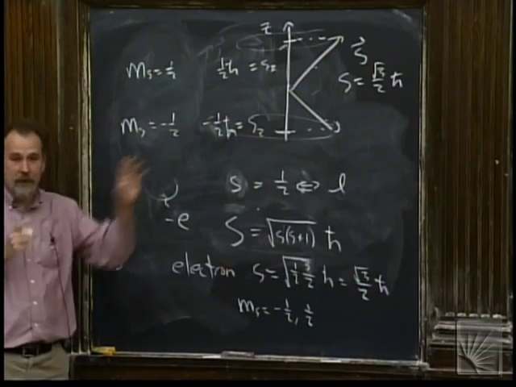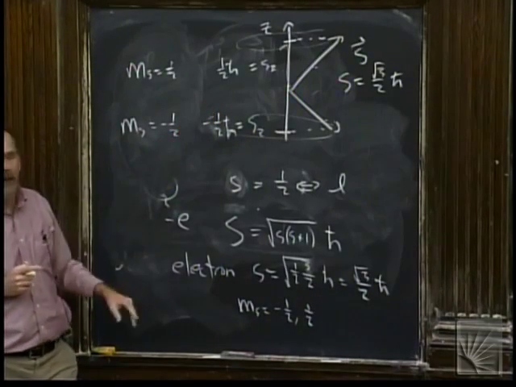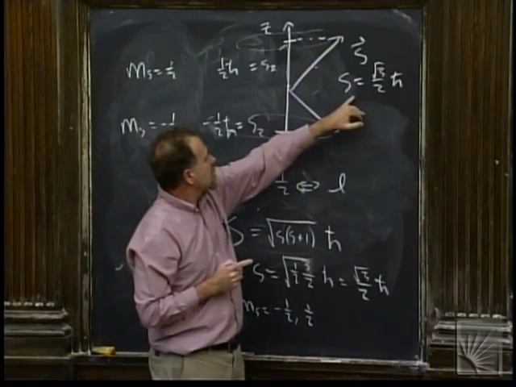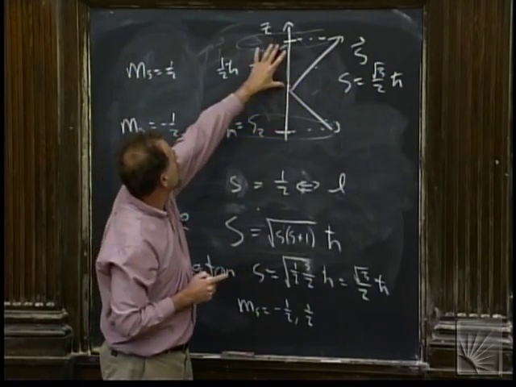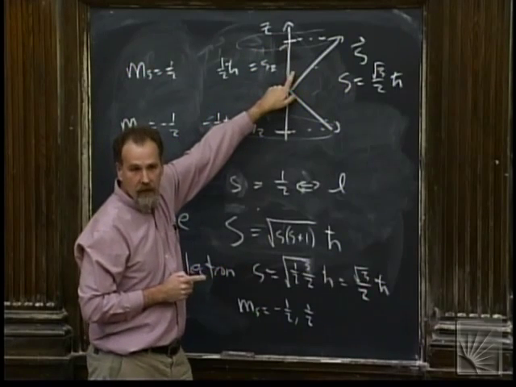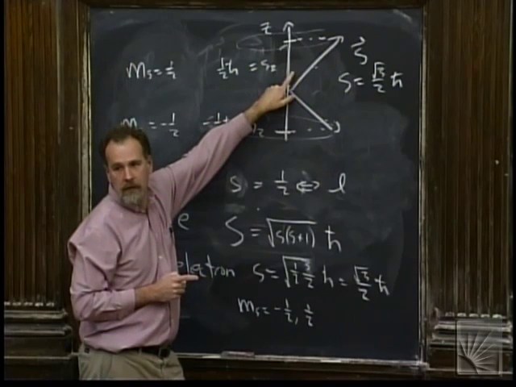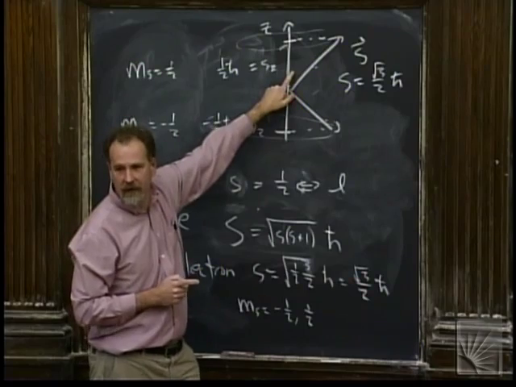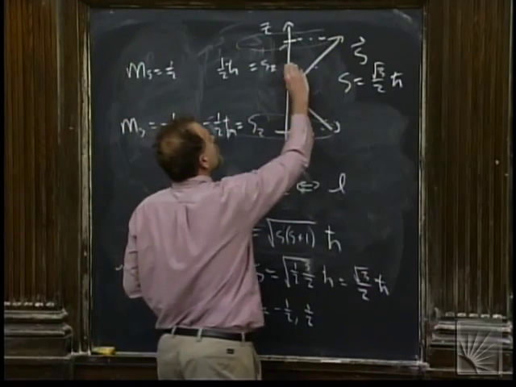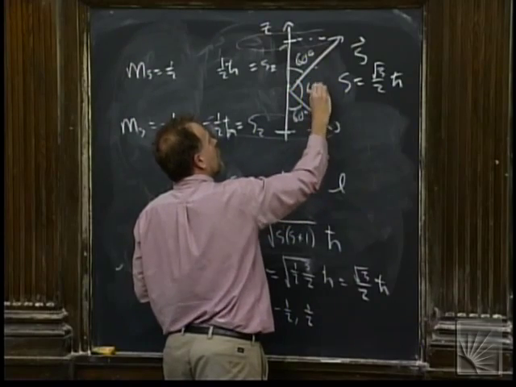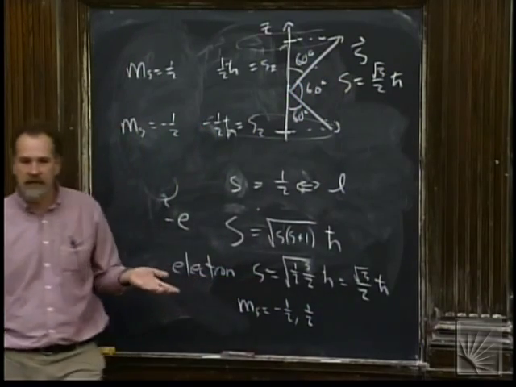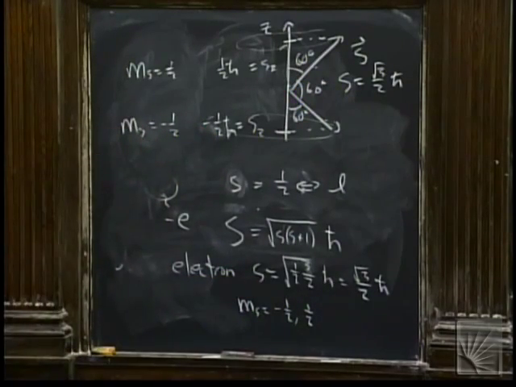In fact, this picture should be taken literally. If the magnitude is √3/2 h bar, and the z component is 1/2 h bar, what's that angle? It's 60 degrees. I didn't draw it that well, because that's actually 60 degrees. That's the picture.